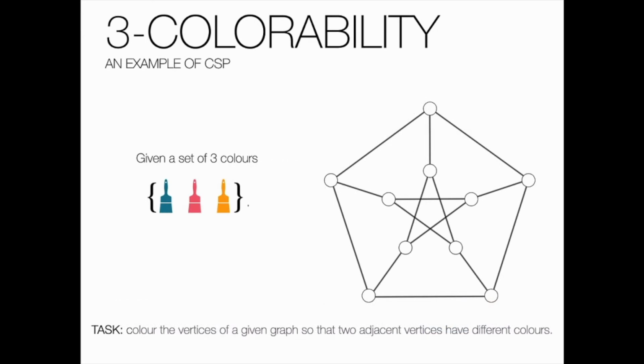Consider the following problem, which is called 3-colorability. We are given a set of 3 colors, and the task is to color the vertices of a given graph so that two adjacent vertices have different colors. This is an example of CSP or constraint satisfaction problem.